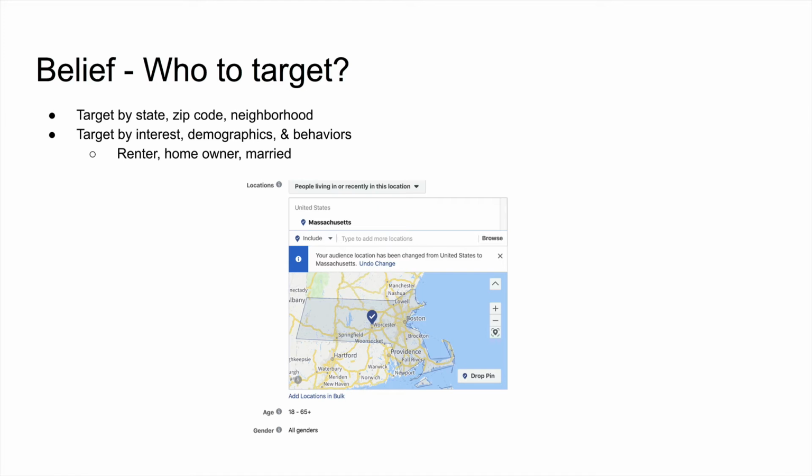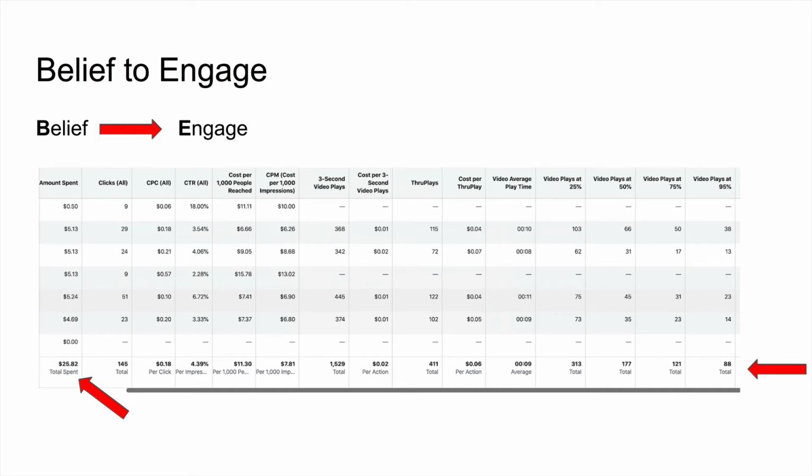Okay, so that's step one. That's the belief. That's how we get our message in front of people who don't know us. And we create posts in a way that isn't selling them, but talking about the problems that they have that we can solve.